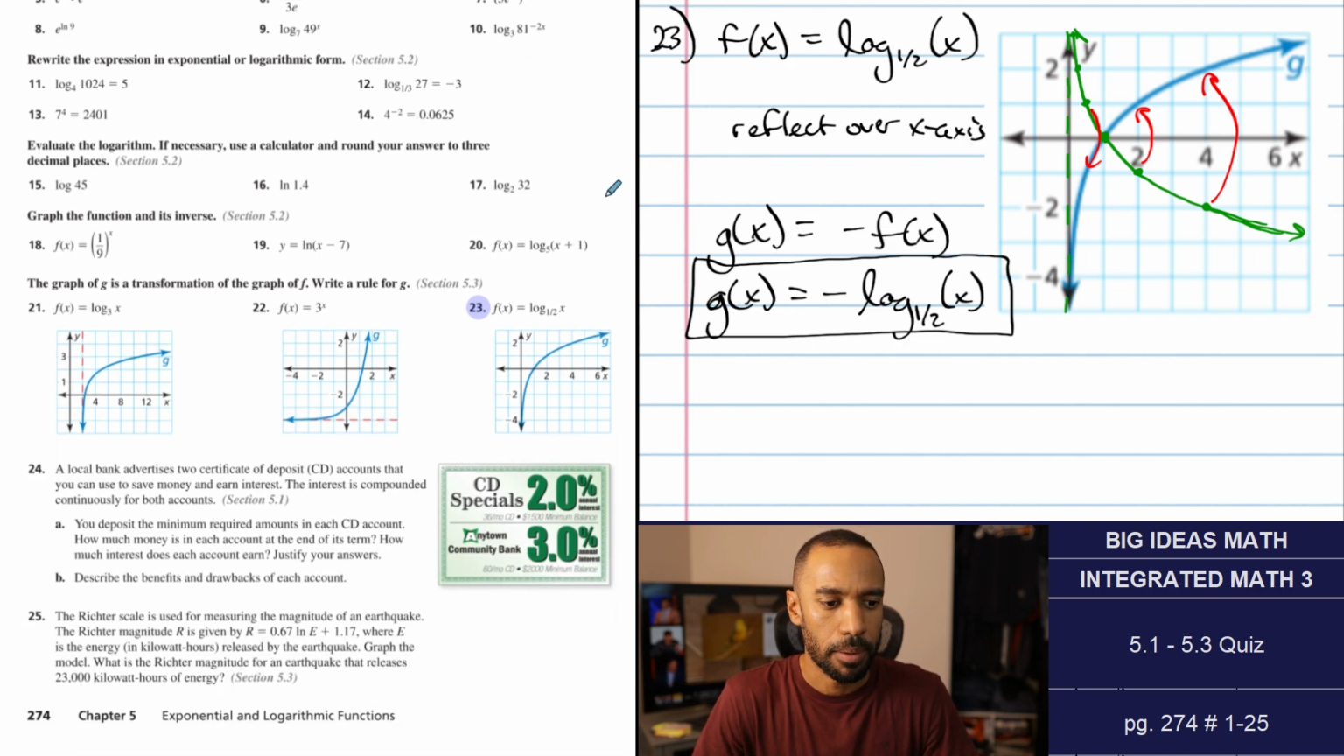All right, we got 2 more problems. Number 24. A local bank advertises 2 certificate of deposit, CD accounts that you can use to save money and earn interest. The interest is compounded continuously for both accounts.